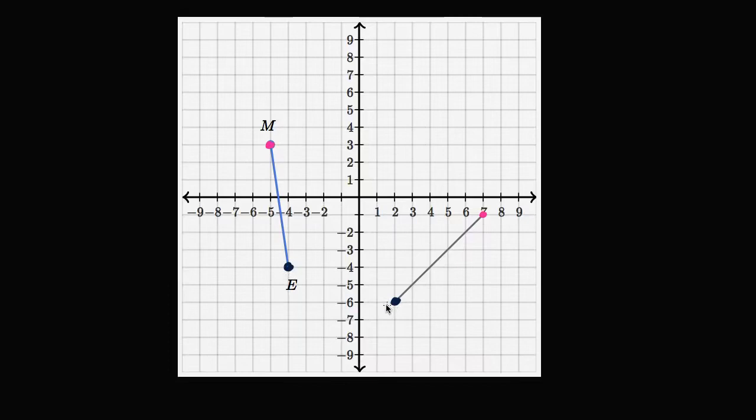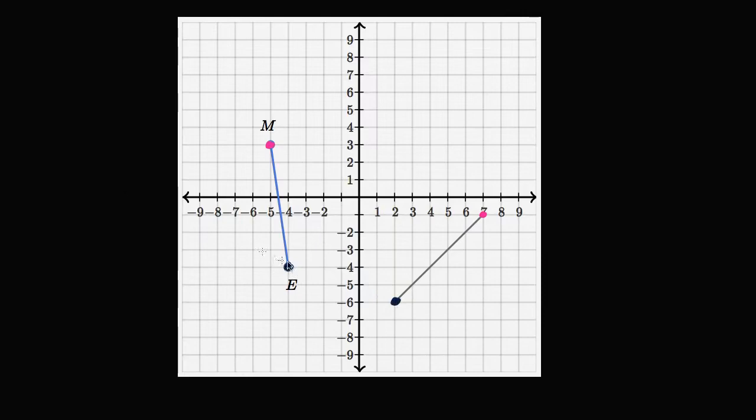Or another way of thinking about it, that line of reflection should contain the midpoint between these two magenta points, and it should contain the midpoint between these two deep navy blue points. So let's just calculate the midpoints. So we could do that with a little bit of mathematics.